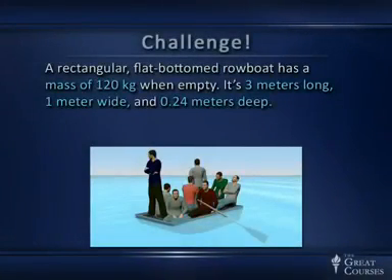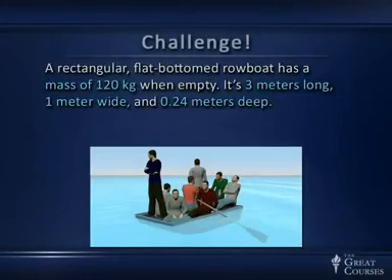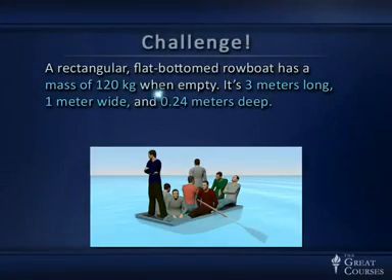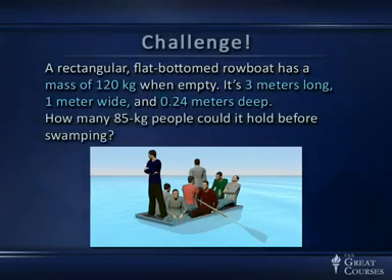I'm going to imagine you have a rectangular, flat-bottomed rowboat. It's got a mass of 120 kilograms, about 250 pounds, when it's empty. It's 3 meters long, 1 meter wide, and 0.24 meters deep. I'm making it nice and simple for you because it's a nice rectangular shape. And here's the question. How many 85-kilogram people could it hold before swamping?